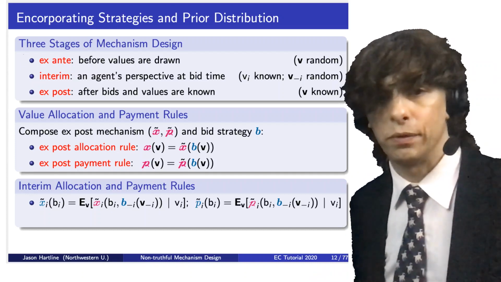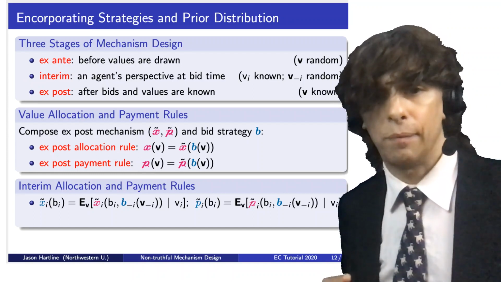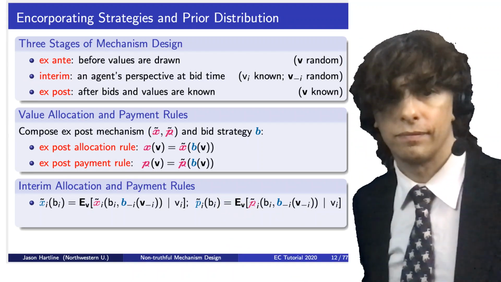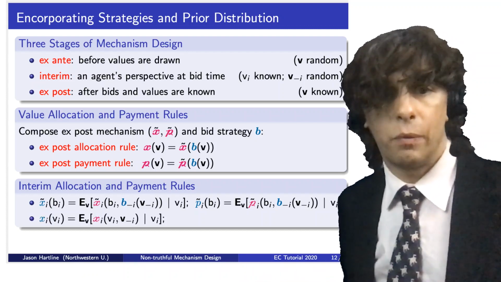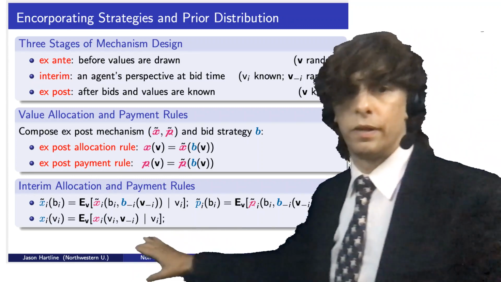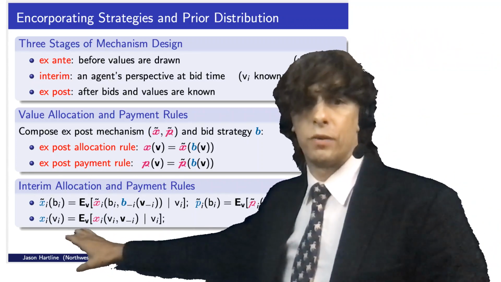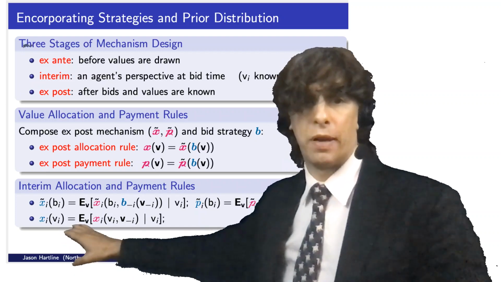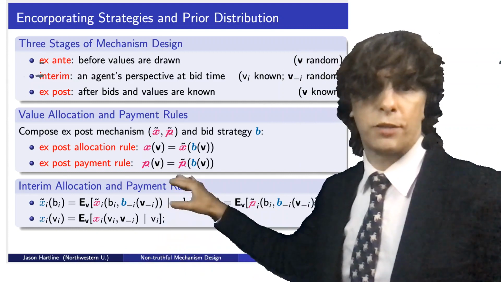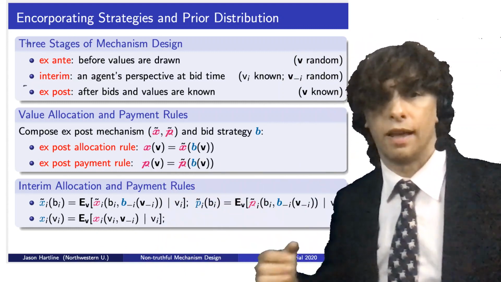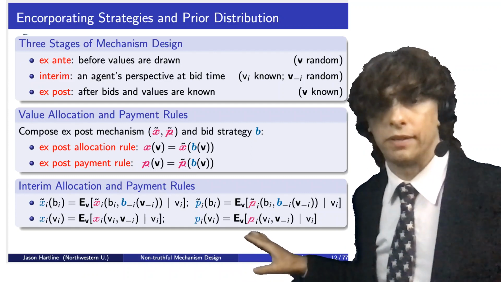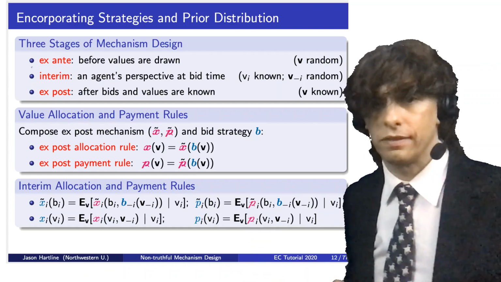Likewise, we'll calculate interim payment rules, taking expectations over everything else that's happening in the mechanism. And we can also do that in value space. So little x_i of v is just the interim allocation rule in value space, which takes the same expectation, but over the ex post allocation rule in value space. And similarly, we can have the interim payment in value space.